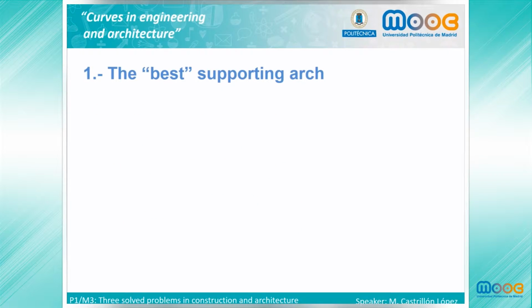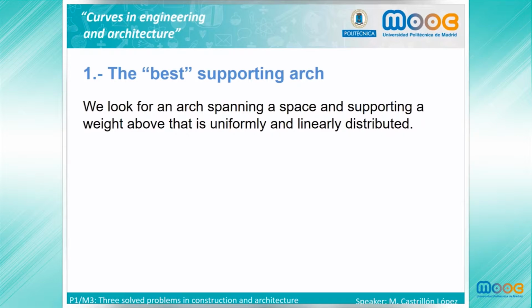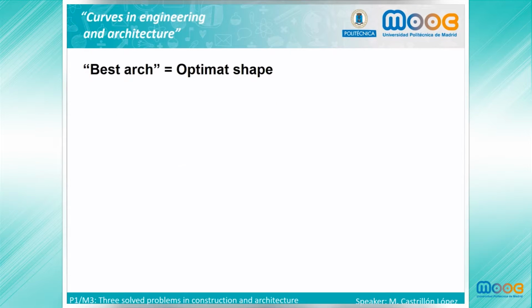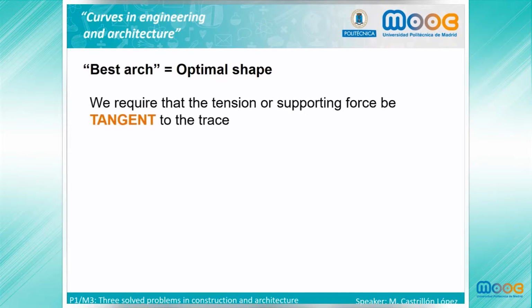With respect to the first problem, we are looking for an arc spanning a space and supporting a weight above it. This weight is uniformly and linearly distributed. The ideal example is the arc of a bridge supporting a road above it. Best arc, or optimal shape in this case, means that the tension or supporting force transferring the weight from the bridge to the ground is always tangent to the trace of the arc.